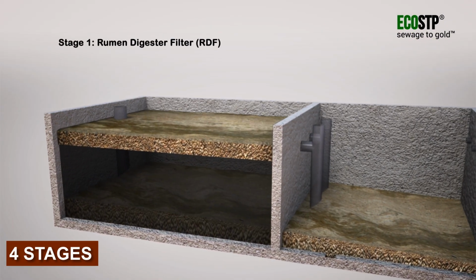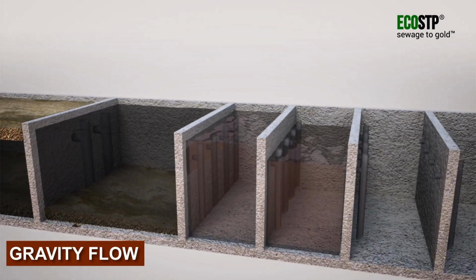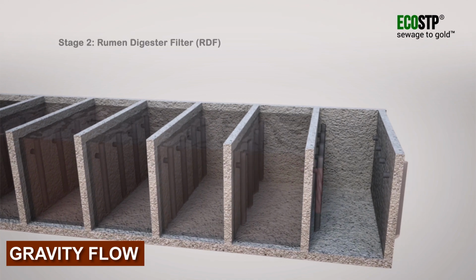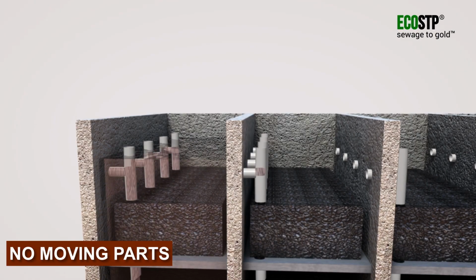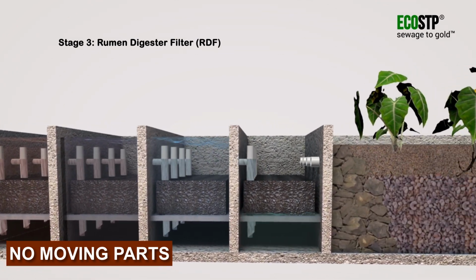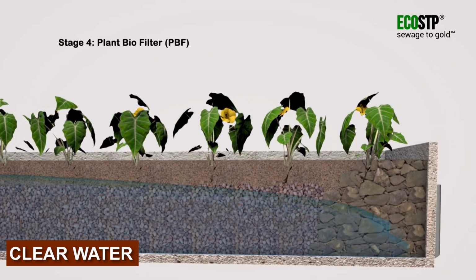Let's look at the four stages of ECOSTP. Stage 1 is what we call room and digester filter 1, when all the fecal matter, everything comes in stage 1. Then by gravity moves to stage 2, another series of tanks. Stage 2, RDF. Then it moves to stage number 3. Stage number 3, again, it goes through multiple chambers. And lastly, we run to the plant biofilter, which we'll see upstairs, how it looks. And then we have clean water coming out.